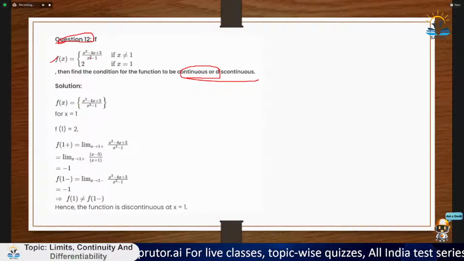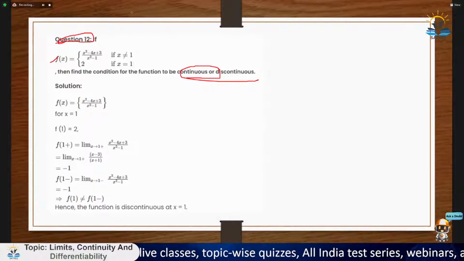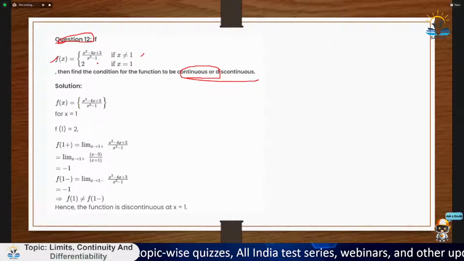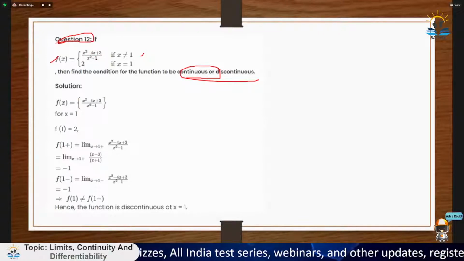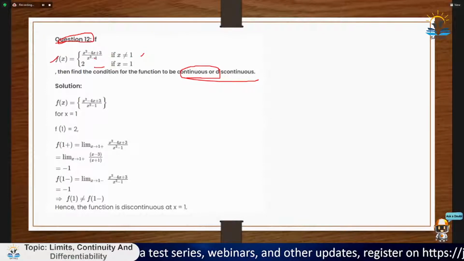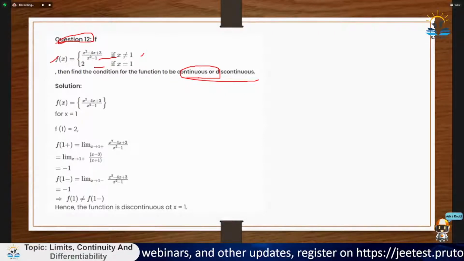f(x) is equal to (x square minus 4x plus 3) upon (x square minus 1) if x is not equal to 1, and this is equal to 2 if x is equal to 1. Because at x equal to 1, this becomes 1 minus 1, 0, so you are getting an indeterminate form. That's why when x is equal to 1, f(x) is equal to 2, and when x is not equal to 1, f(x) is equal to this function. So you need to determine if the function is continuous or discontinuous.